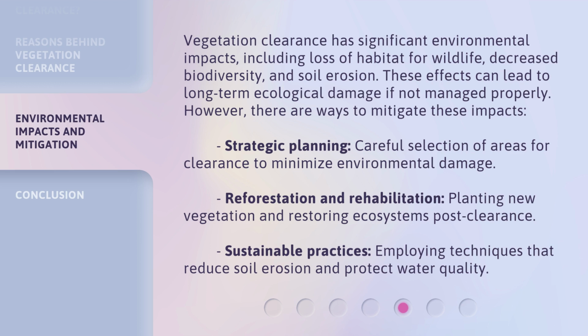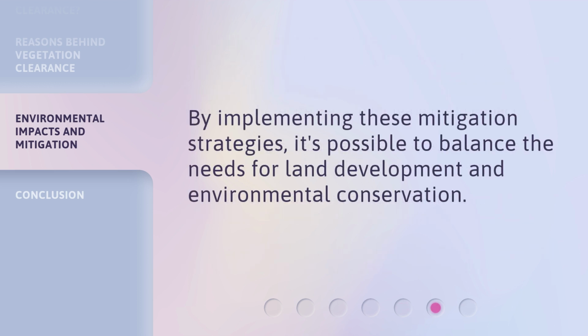Strategic planning: careful selection of areas for clearance to minimize environmental damage. Reforestation and rehabilitation: planting new vegetation and restoring ecosystems post-clearance. Sustainable practices: employing techniques that reduce soil erosion and protect water quality. By implementing these mitigation strategies, it's possible to balance the needs for land development and environmental conservation.